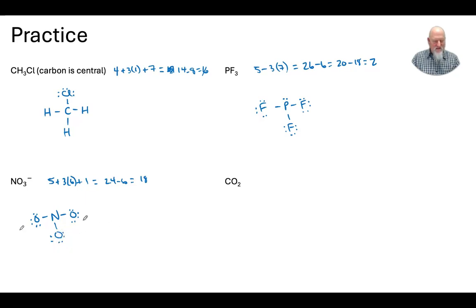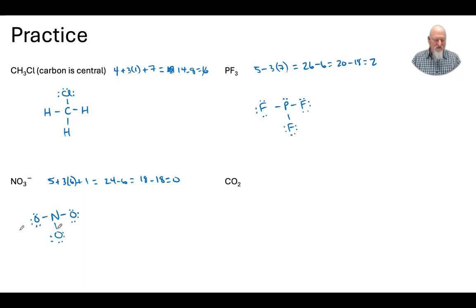Just like that. To do that, there were 3 oxygens. We put 6 on each, so that's 18 electrons we used. So we don't have any left. That's it. Okay? So right now, all of our oxygens have octets, which is good. They've got 8 electrons around them.